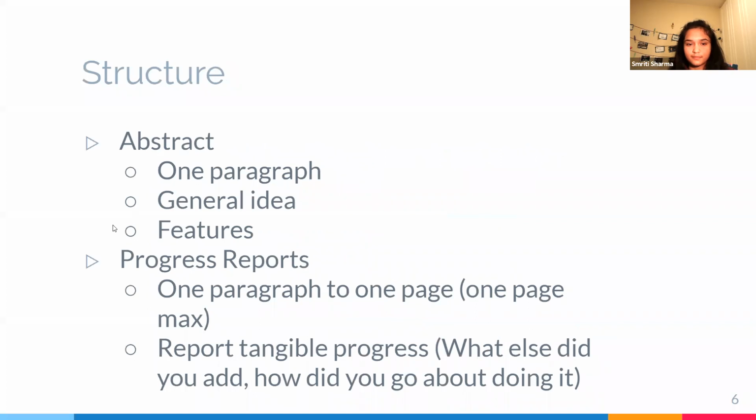All right, just some stuff on top of what Smriti talked about. So the abstract is just roughly one paragraph where you go over your general idea as to what your project will be about, and then some of the features that will be involved. It's really quick. It's sort of to make your project more concrete so that you know what you're working towards. And then, as she mentioned before, it's about a paragraph to a page max.